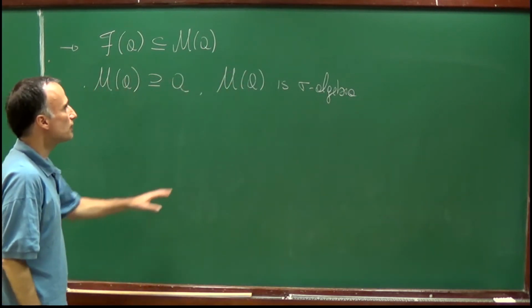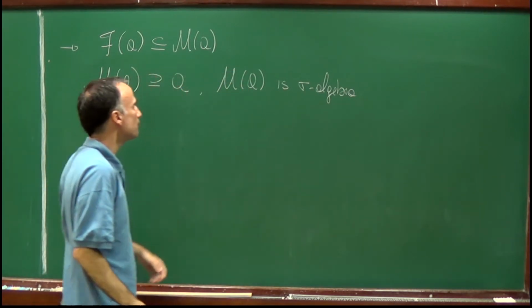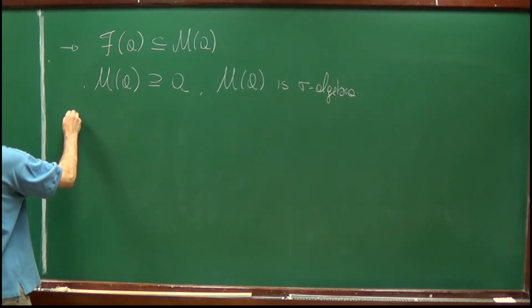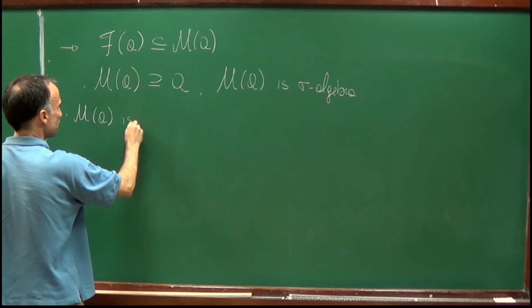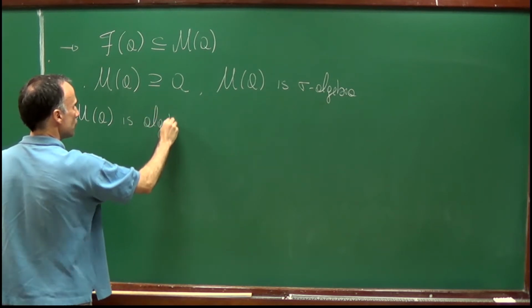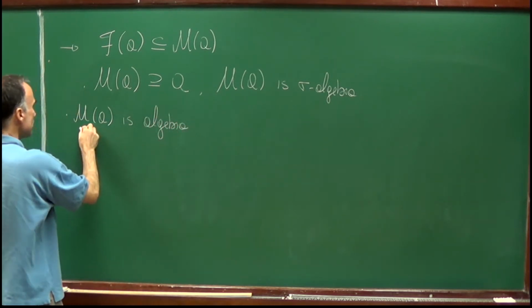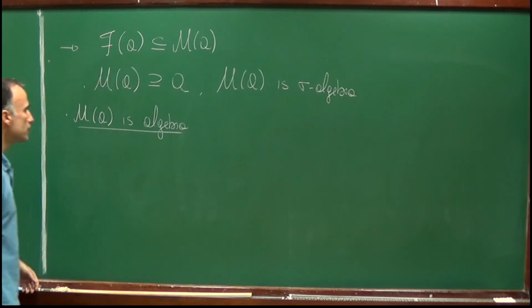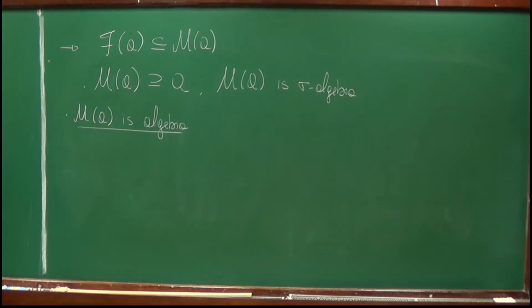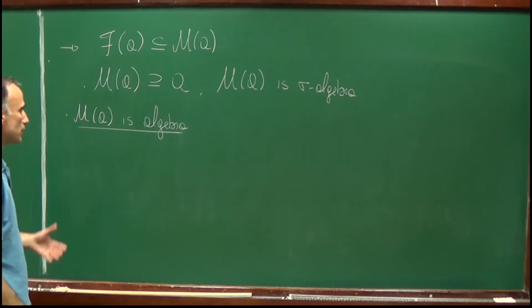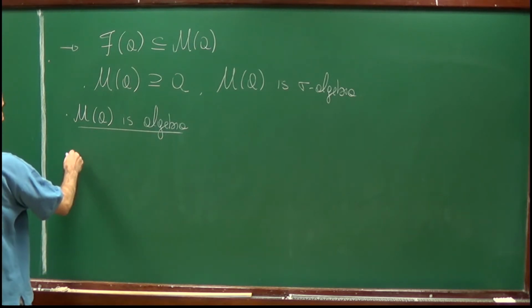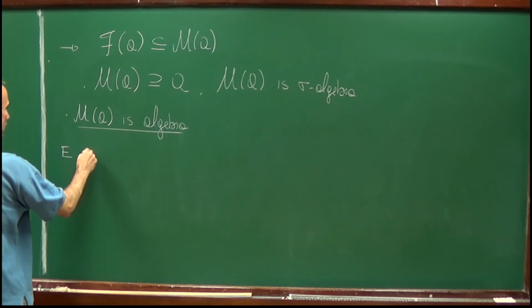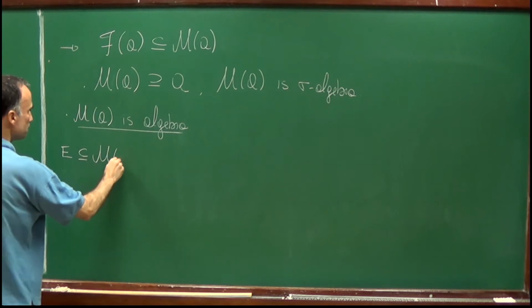And in order to prove that M of A is a sigma algebra, we will first show that M of A is in fact an algebra. So this is the main step in the proof, is to show that M of A is an algebra. And in order to do that, we will introduce a class of sets. So let's take E in M of A.